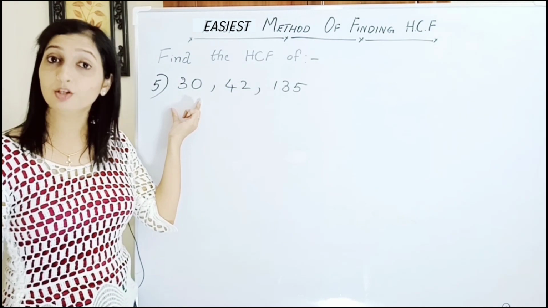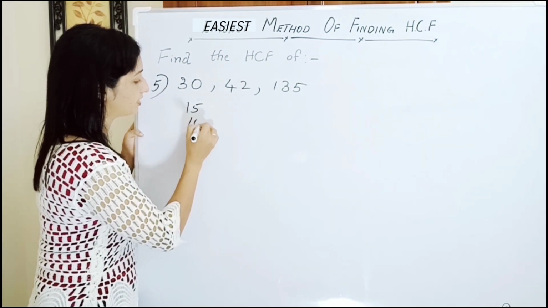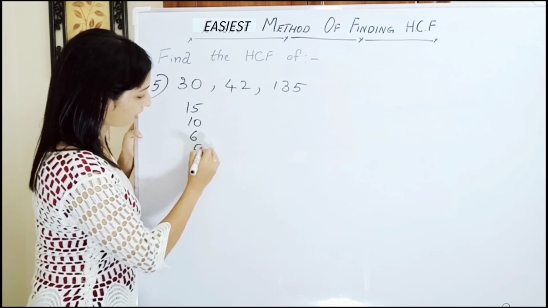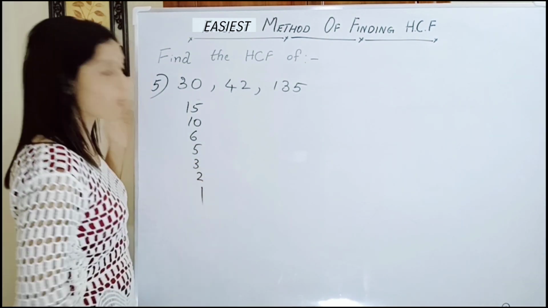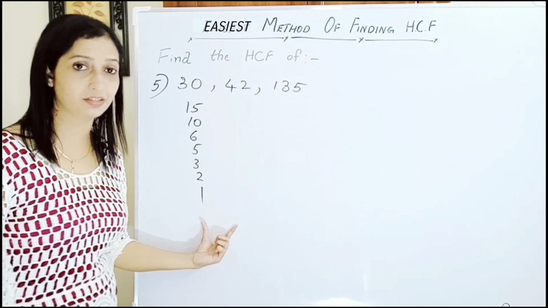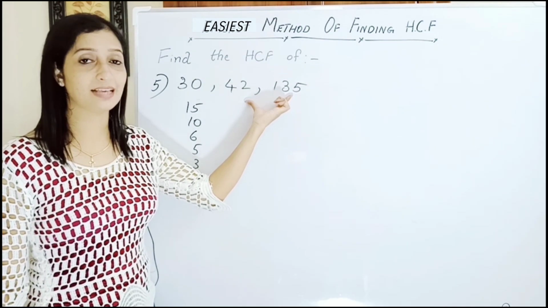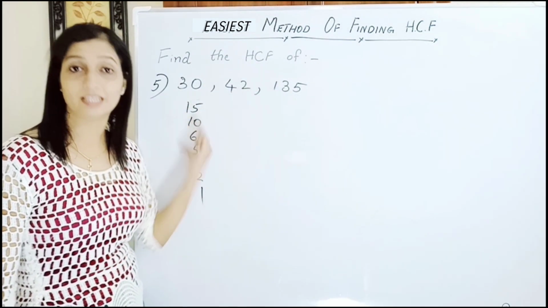No. So then you need to write down the factors of 30, which is 15, 10, 6, 5, 3, 2, 1. Now among all these factors you need to find out which is the highest common factor. So let's check whether 42 and 135 can be exactly divided by all these factors.